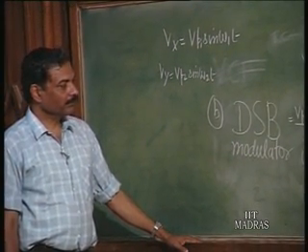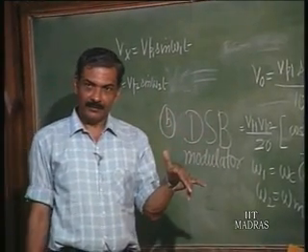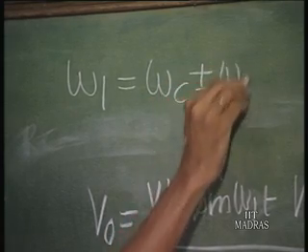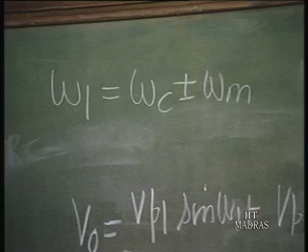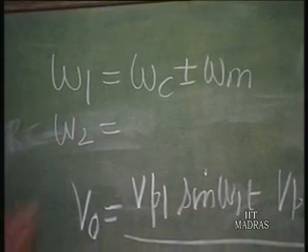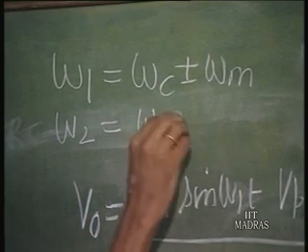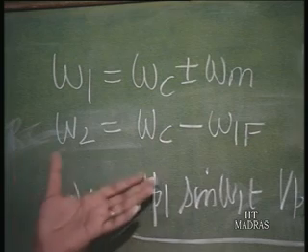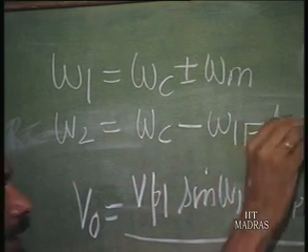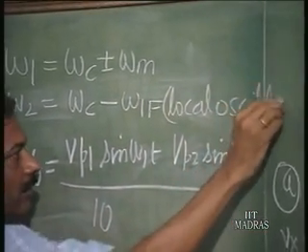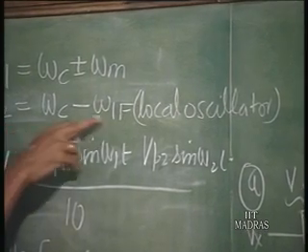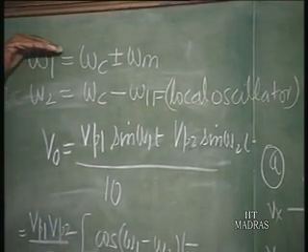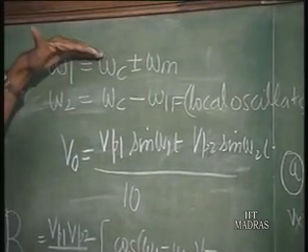Now, if this is received at the receiving antenna, and let us say omega 1 is omega c plus or minus omega m, that is, one input is the DSB itself, and omega 2 is, let us say, omega c minus omega if. This is called the local oscillator frequency, because omega c is a fixed frequency, and omega if is another fixed frequency. What happens? Let us see. Again, we get this plus this, and this minus this.